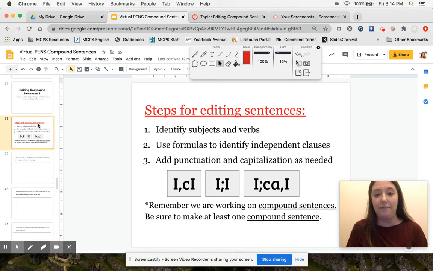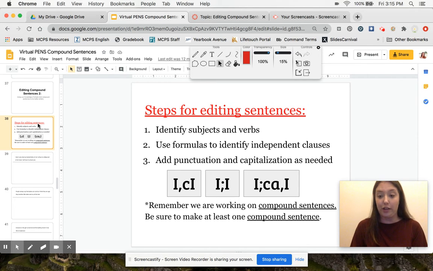The first one is to identify the subjects and verbs in the writing. Then use your formulas to identify your independent clauses. You'll always want to be on the lookout for things like infinitives and prepositional phrases, and make sure you don't get those confused with the subject and the verb. The next rule is to add punctuation and capitalization as needed based on the formulas. And we have 3 formulas here. I, comma, I; semicolon I; and I, semicolon, CA, comma, I. And CA stands for conjunctive adverb.